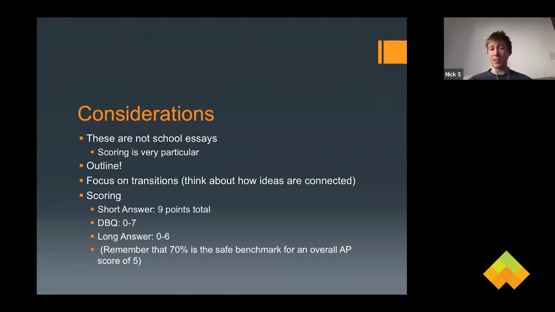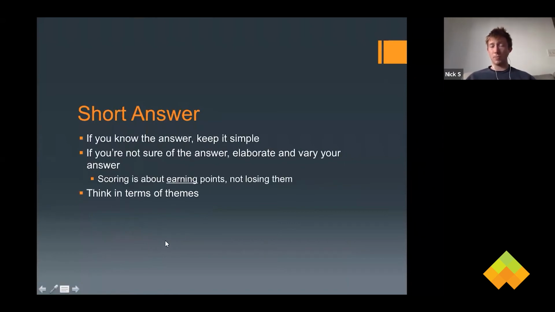Keep in mind one more time, 70% is the safe benchmark for a 5. So if you're getting a 6 or higher on the short answer, you're doing pretty well. If you're getting a 4 to 7 on the DBQ, you're doing okay. If you're at 5 or higher, you're in good shape. And on the long answer, if you're in the 4 to 5 range, you're also doing well, assuming your multiple choice is roughly in line with it. Like I said before, I think those are very achievable floors, given that you follow along with the rubric. Let's look at the short answer first.